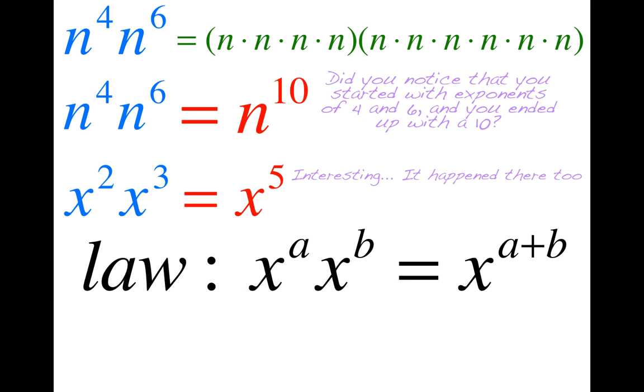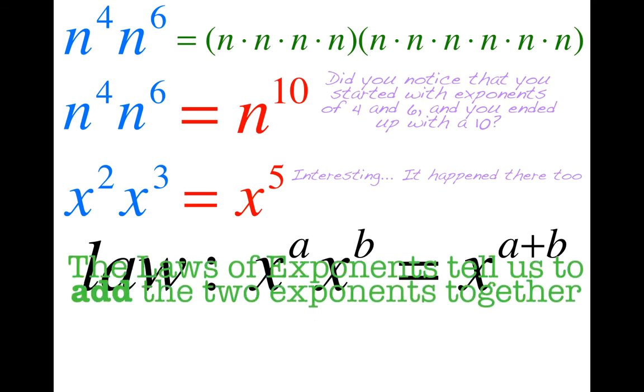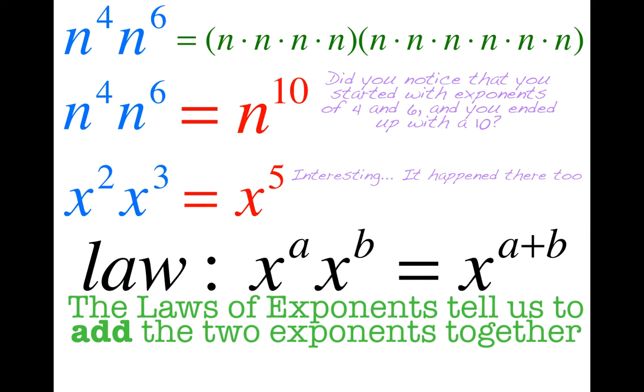Well, here is the law of exponents that applies to this situation. If you have x to the something times x to the something else, what do you do with the first exponent and the second exponent? The laws of exponents tell us that we should add those two exponents together to get a sum, and then we can shorten up the whole expression and make it nice and tidy. So we added the 4 and the 6 to make n to the 10th, we added the 2 and the 3 to make x to the 5th, and this is a law of exponents.